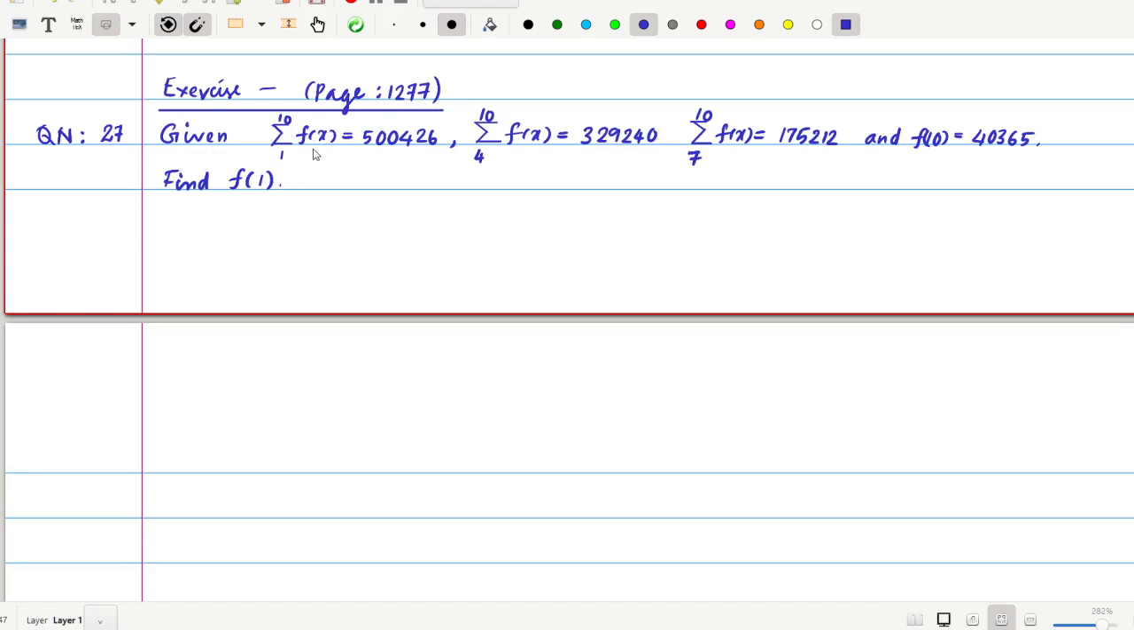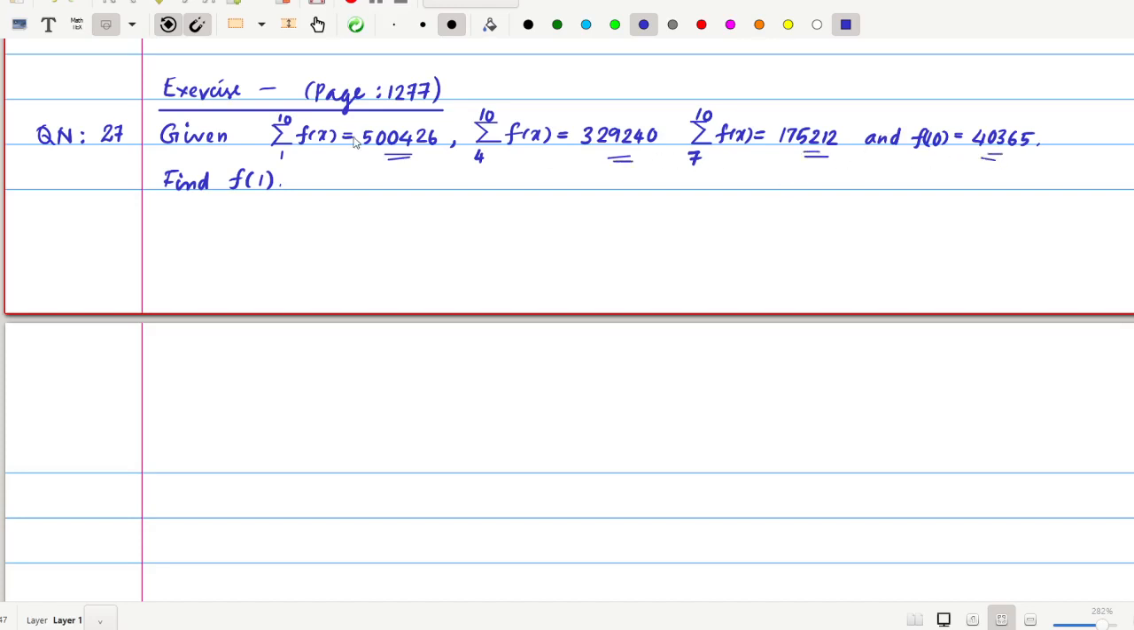Given that the summations of f of x for x equal to 1 to 10, x equal to 4 to 10, and x equal to 7 to 10 are given, and also f of 10 is given. So using these facts you need to find out f of 1. So that is the question.